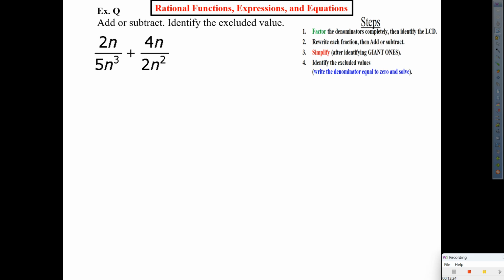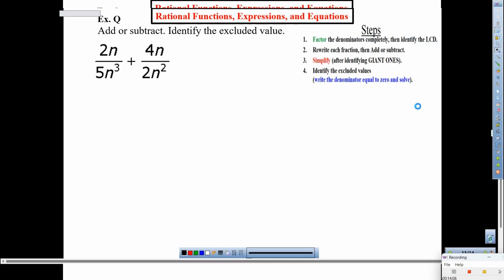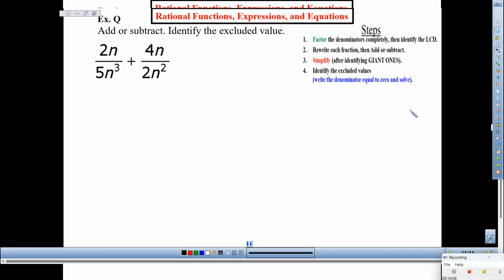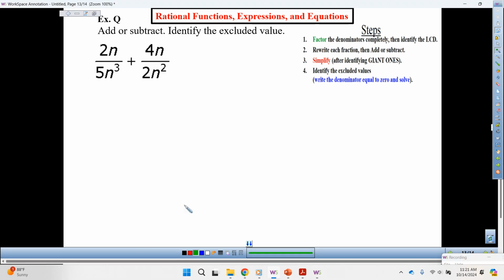All right. Start with the first step. Look up to the screen. It says, factor the denominator completely. And right now you're just paying attention. You'll copy right after. Once again, writing utensils down. Put away those Chromebooks. Here we go.